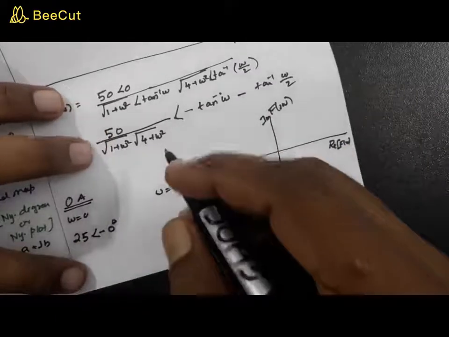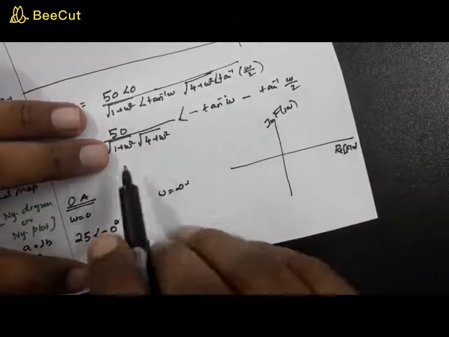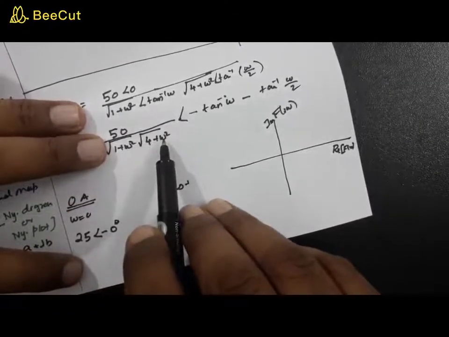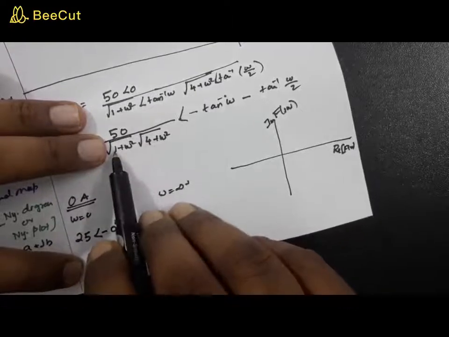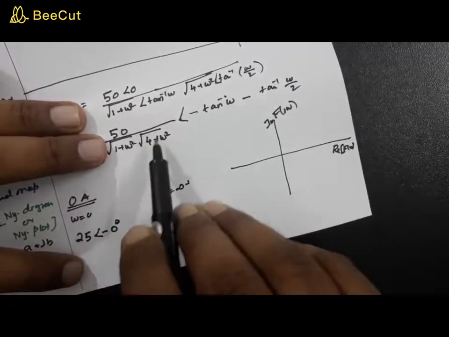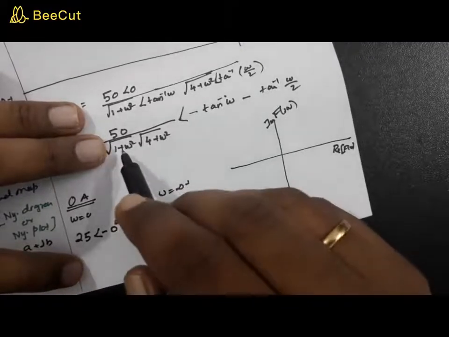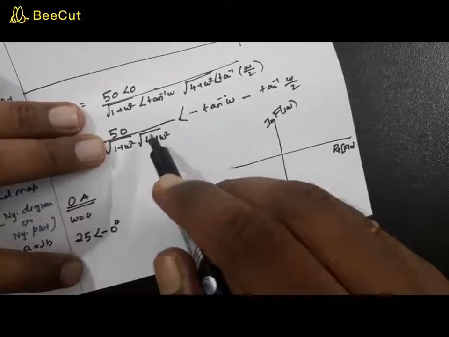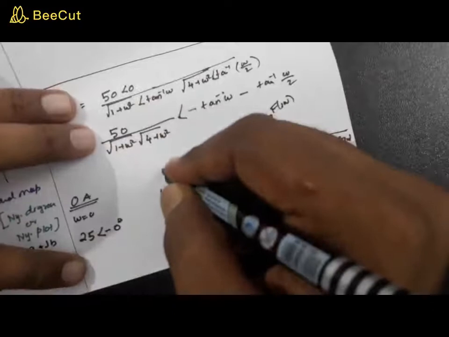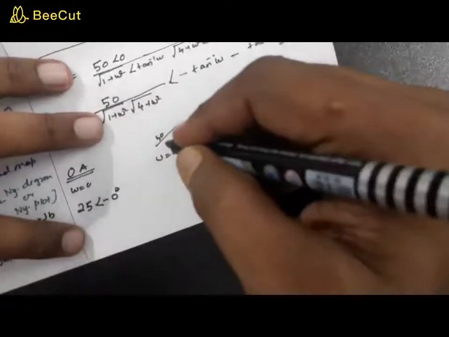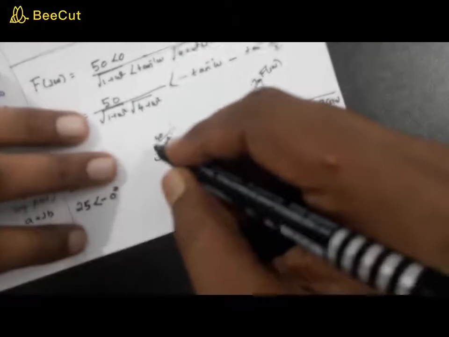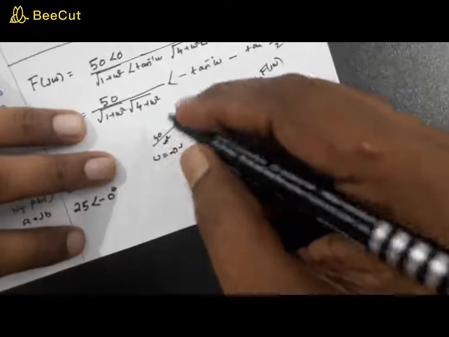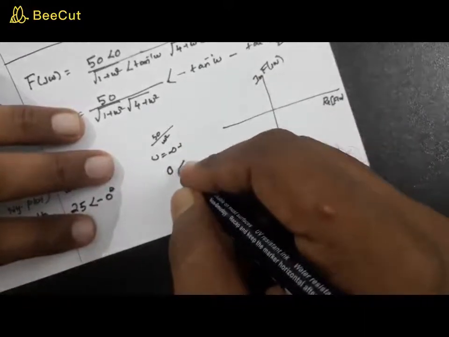Now what happens at omega is equal to infinity plus? When you substitute in this way, comparing the omega square terms, the 1 and 4 become negligible at omega is equal to infinity. So this becomes root of omega square into root of omega square, that is omega square. At omega equal to infinity, the magnitude you are going to get is 50 by omega square. When you substitute omega square as infinity, you will get this as 0.